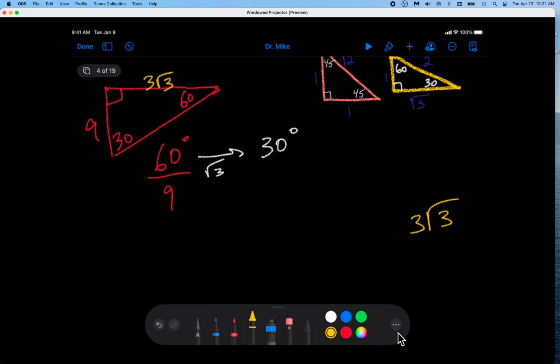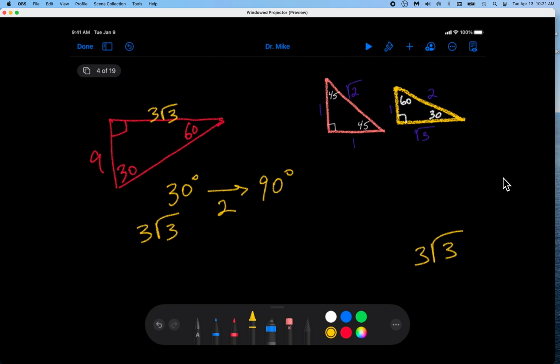The question is, what is the side opposite the 90 degree? So we're going to go from the 30 degree to the 90 degree. The factor is always 2. When you're dealing with 90 degrees in a 30, 60, 90 triangle, there's your conversion factor. The only question is, are you getting bigger, therefore you're going to multiply, or do you divide? Well, we're getting bigger. So we're going to multiply 3 root 3 times the conversion factor, and that's going to give us 6 root 3.